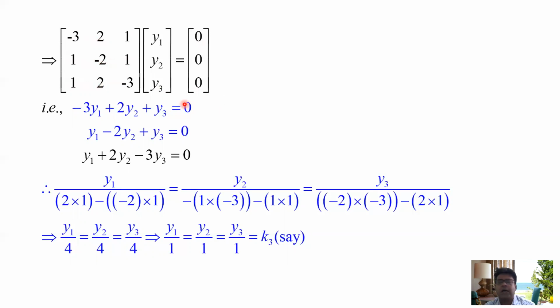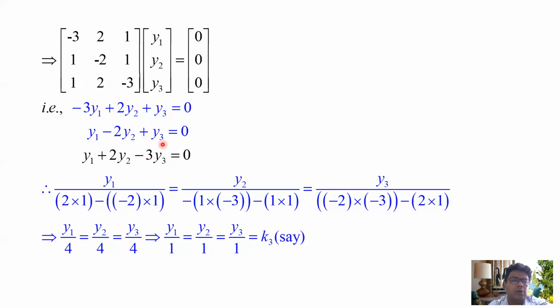Now from here it is clear that all three equations are different. There is nothing common, so that's why it is three equations, three unknowns. So you can use a different method. Here in this case I'm using the cross multiplication technique for the first two equations. First you have to check whether you can find the values of y1, y2, y3 from the first two equations. Then after getting the values, you just have to check whether the third equation is verified or not.